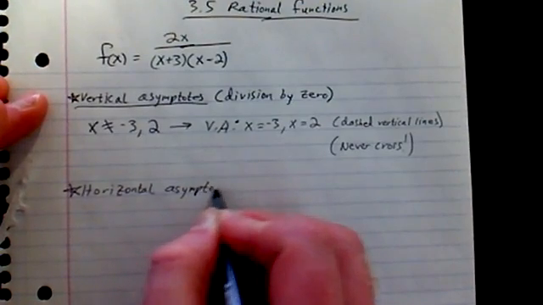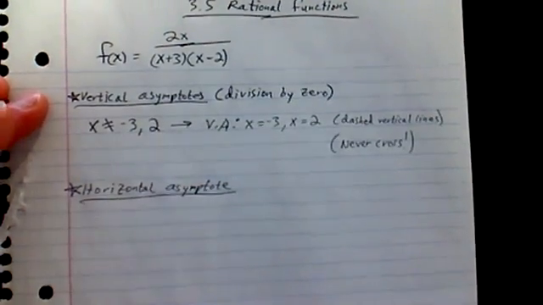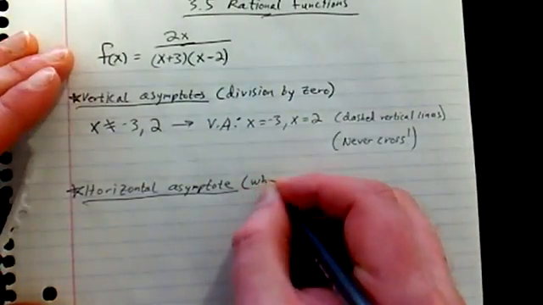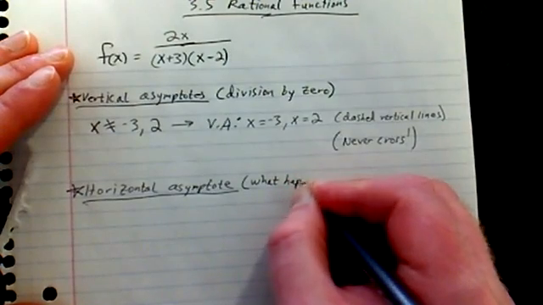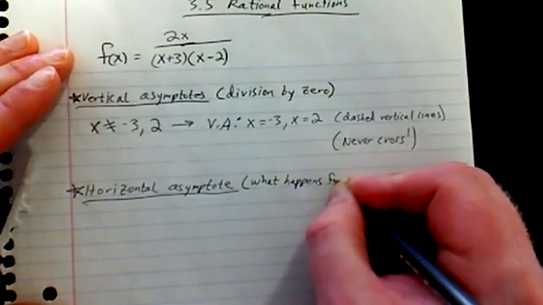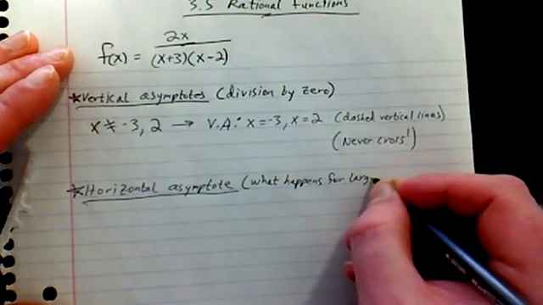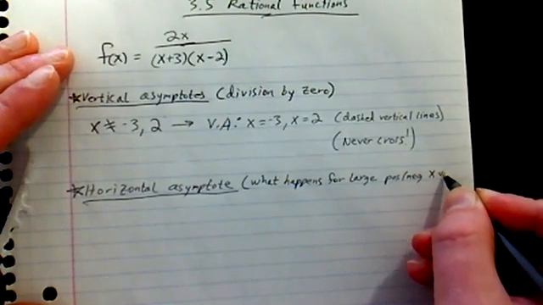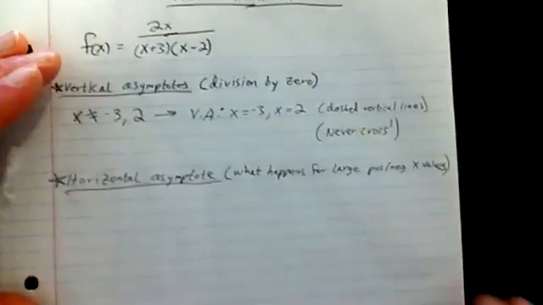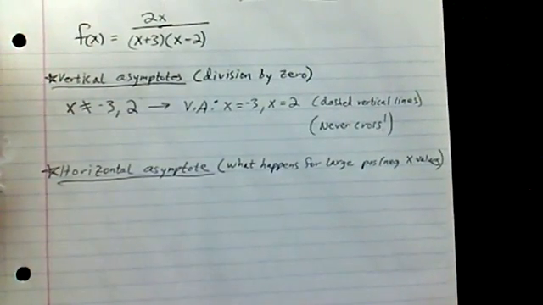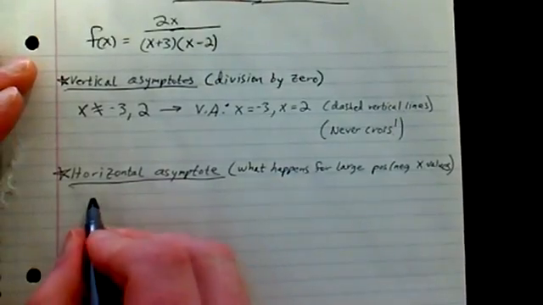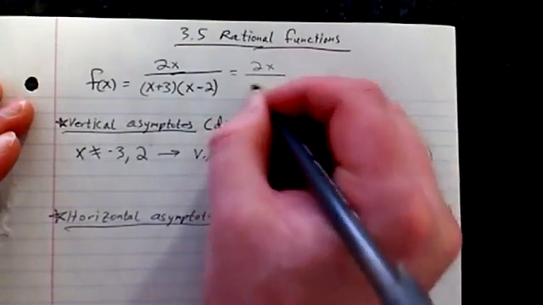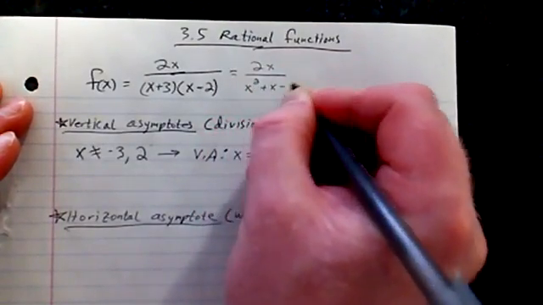Now, with this horizontal asymptote, the key thing I want you to think about in this case is what happens for large positive or negative x values. That's what I want you to think of. So, when I look at this, let's suppose I go up and multiply this out. This is 2x over x squared plus x minus 6.